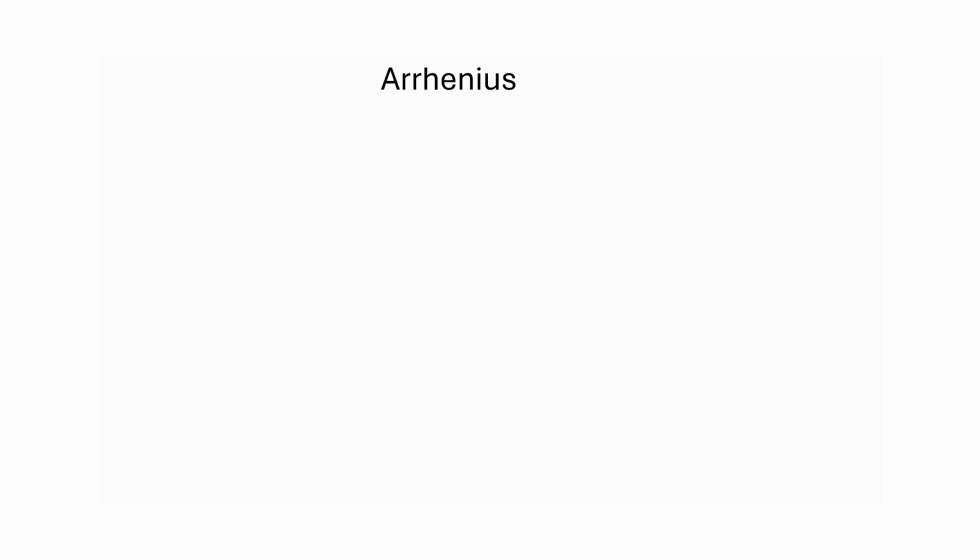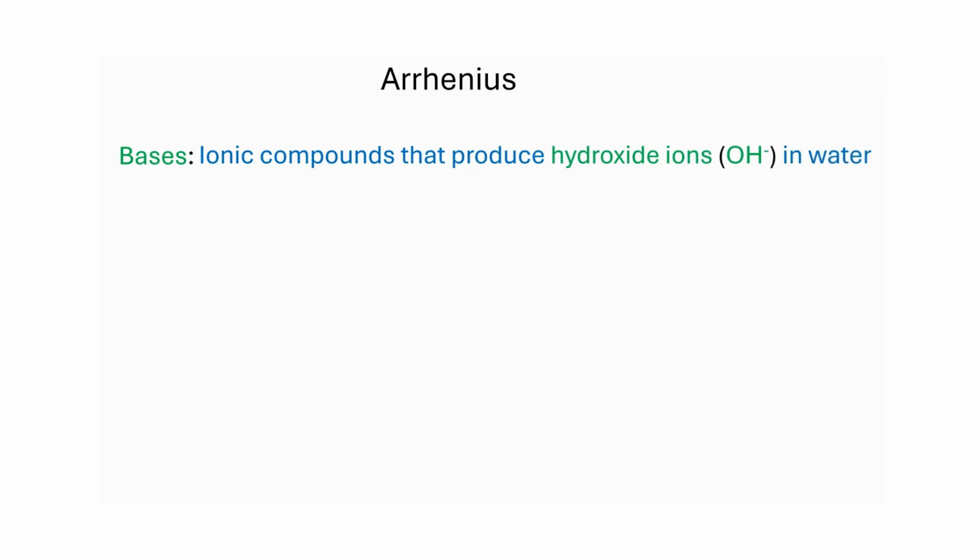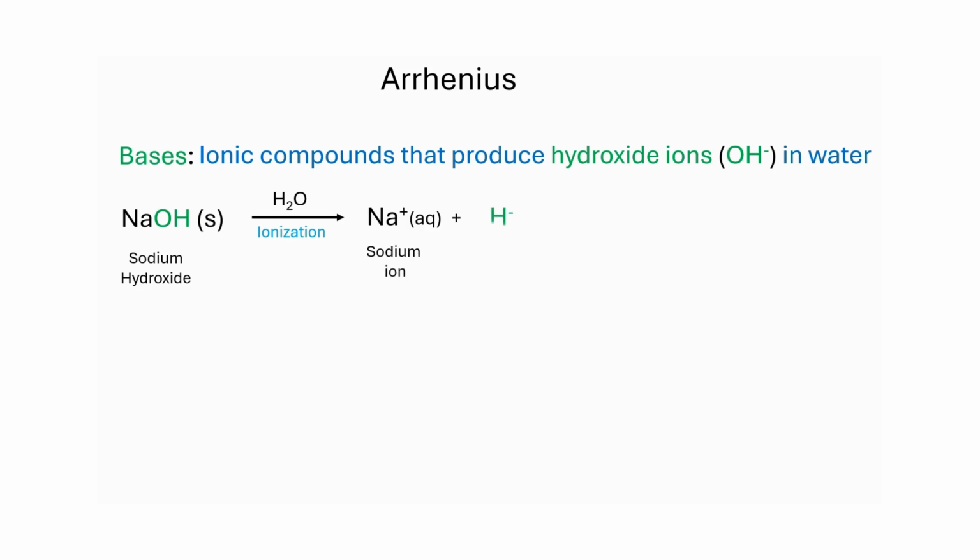Now let us talk about Arrhenius' definition for bases. According to Arrhenius, bases are ionic compounds that produce hydroxide ions, or OH-, in water. For example, if we have sodium hydroxide, if it was placed in water, it would undergo ionization and produce sodium ion plus hydroxide ion.